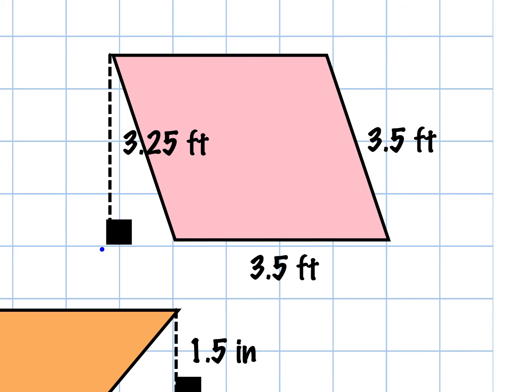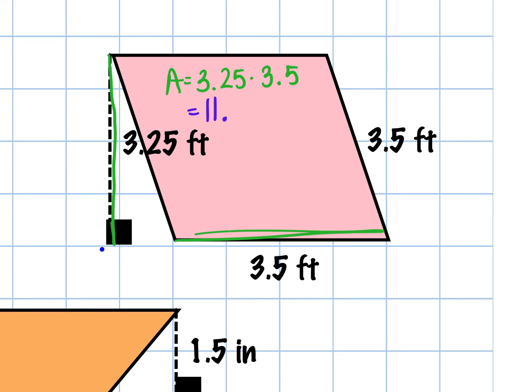What about for this pink one? What dimensions am I using as my base and my height here? Molly. 3.25 times 3.5. Very good. There's my 3.25. It forms a right angle with that bottom piece. In your calculator right now, unless you're doing this with long multiplication, see if you can get me an area. 3.25 times 3.5. 11 point what? 375. 11 and 375 thousandths. Label is what?